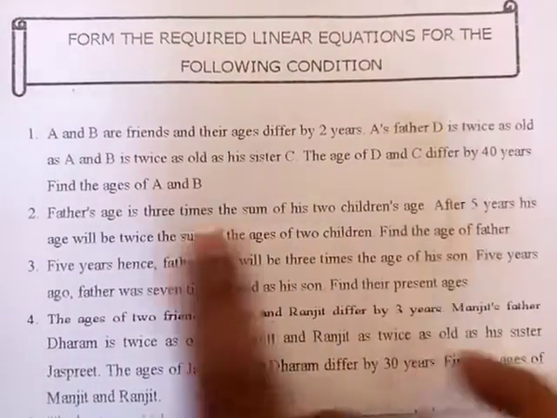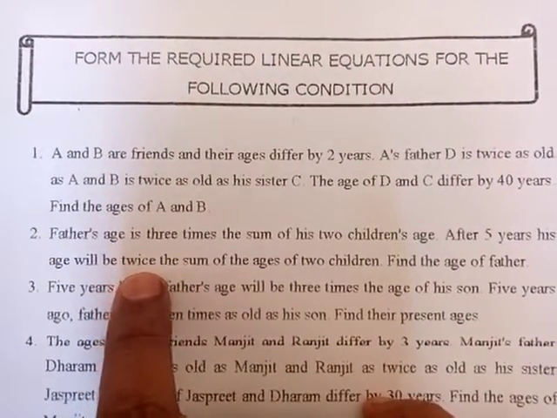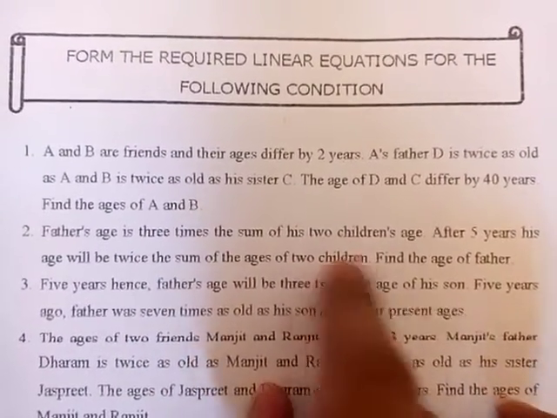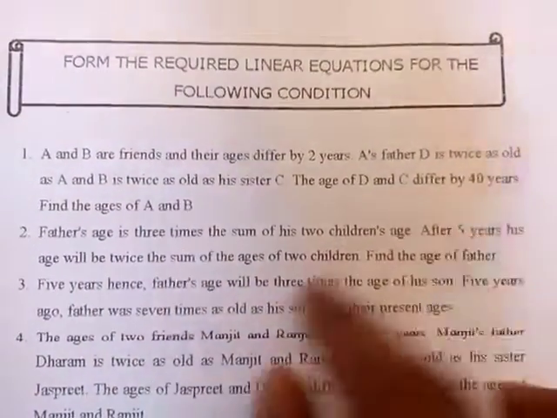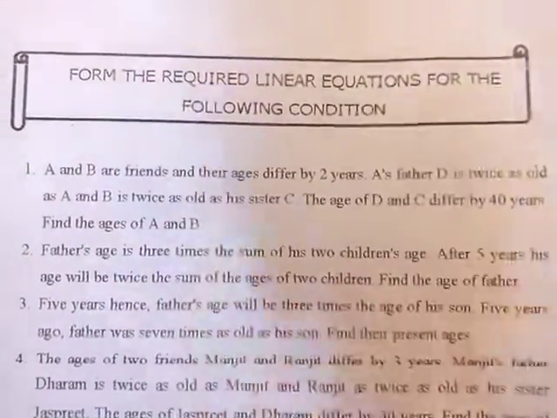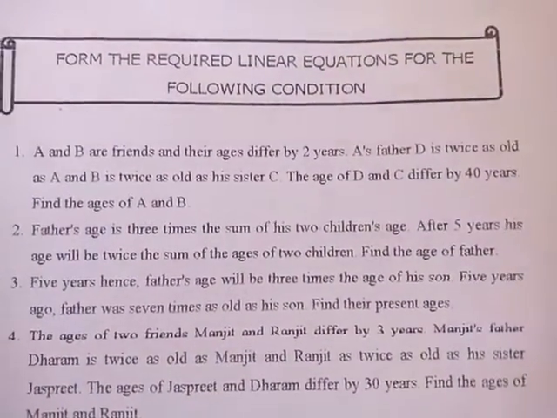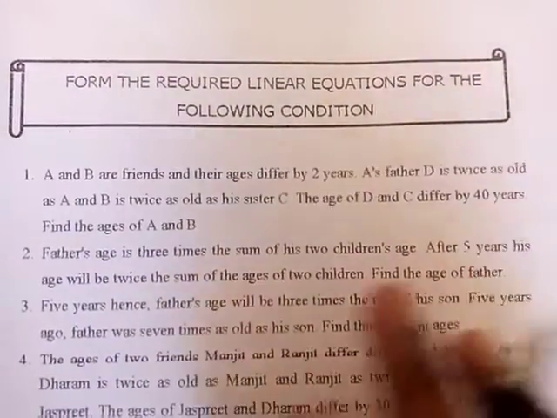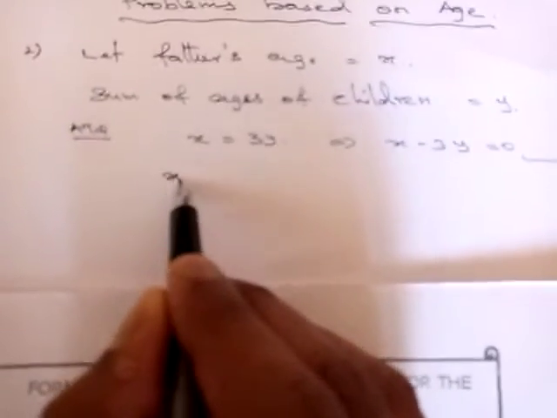After 5 years, his age will be, that means the father's age will be twice the sum of the ages of the two children. Actually, there are two children. So after 5 years, for the father 5 years will increase, and the two children's ages also increase by 5 years individually. Here we have to think a little bit. So after 5 years, what will be the father's age? x plus 5. Correct?